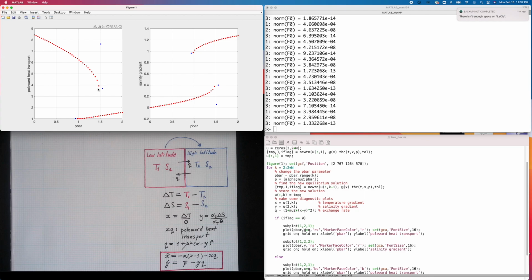So if this was the real Earth or a real climate model, this would imply catastrophic climate change, right? We'd probably go into an ice age as we jump from here down to this other branch with so much less poleward heat transport. The high latitudes would be much colder.